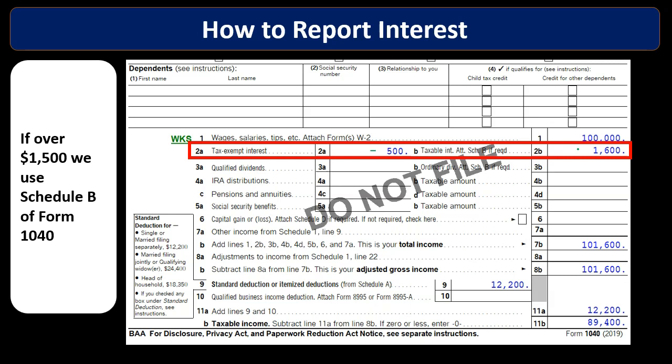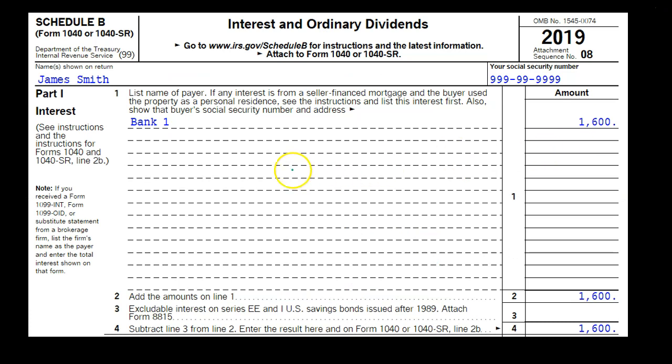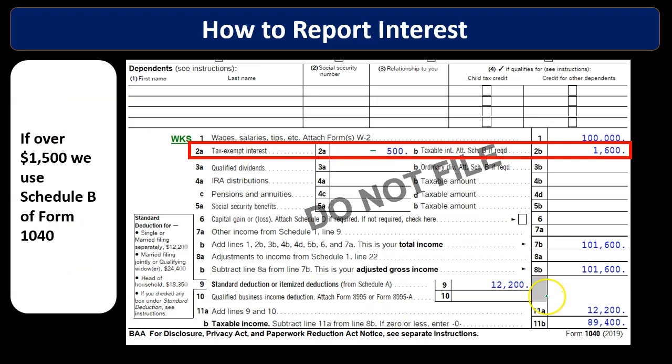So if you're over the 1,500, then you have the Schedule B. The Schedule B will give more detail. We'll have the institutions here. In this case, we only have the one, which had the 1,600. But if we had multiple institutions where there's interest, we would be listing out the multiple institutions that would then have the detail breaking out the amount of the interest income that we see here on line 2B.